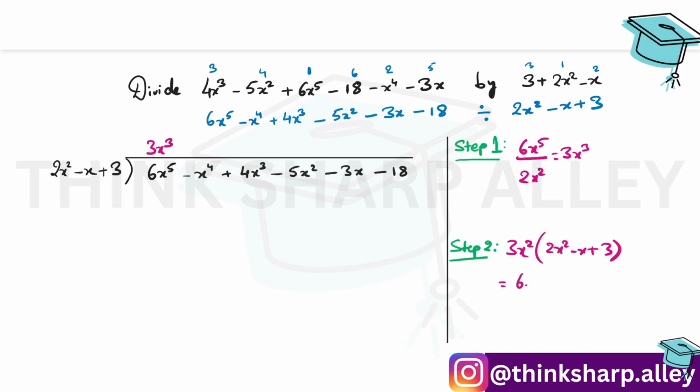And we get 6x to the power 4 minus 3x cubed plus 9x squared. The entire thing goes under the dividend, but under the proper column.